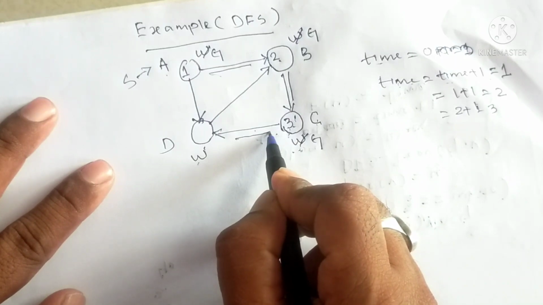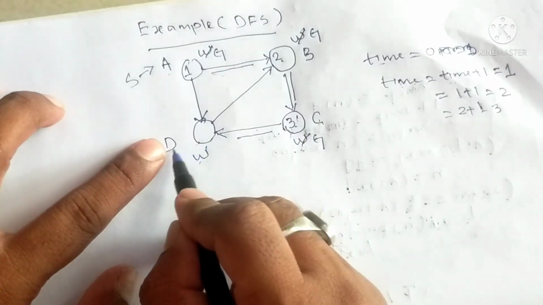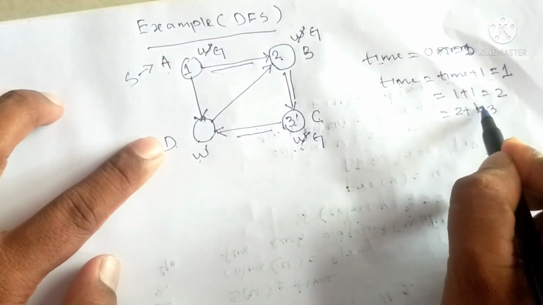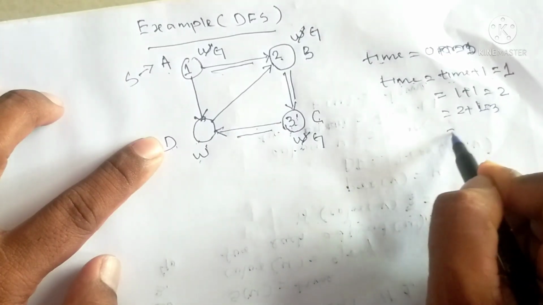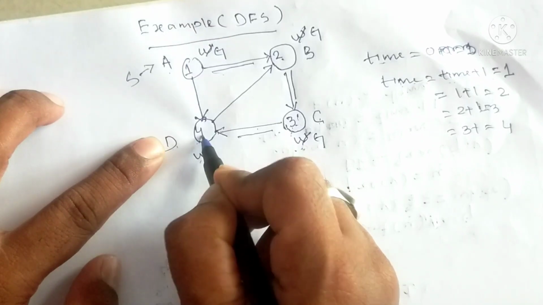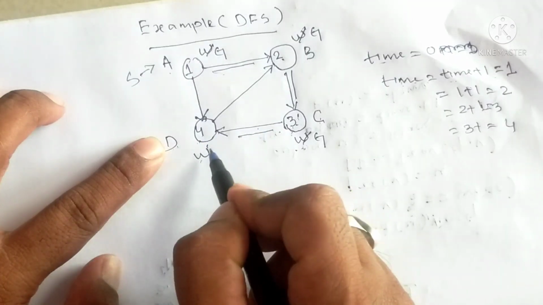After writing the predecessor, DFS traversal over D. DFS traversal of D means assign the timestamp. What is the timestamp? Previous time value plus 1. The previous time value is 3, so I can write 3 plus 1 becomes 4. So here the starting time is 4. I have written that. Once I have written the starting time, change the color to gray.